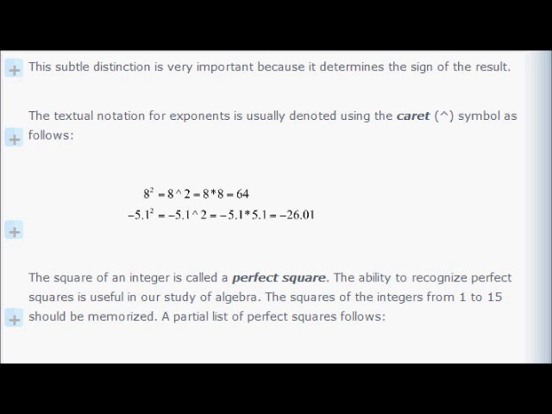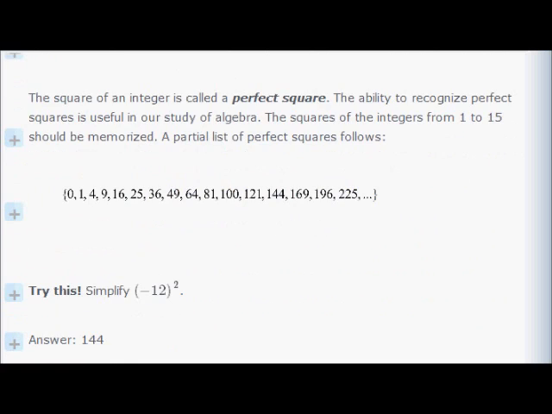The square of an integer is called a perfect square. Okay, so here we're not talking about decimals or fractions, we're just going back to integers. 1, 2, 3, 4, 5, 6, 7, 8, 9, 10, 11, 12, 13, 14, 15. The square of all those integers is a perfect square. And actually, you should memorize the squares of all those integers. There's a list of them right here, including the square of 0.